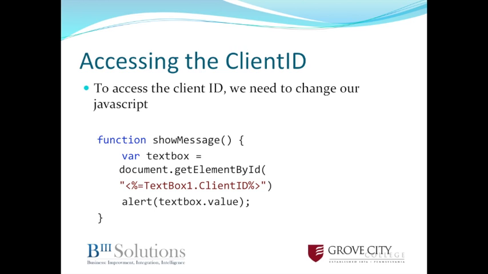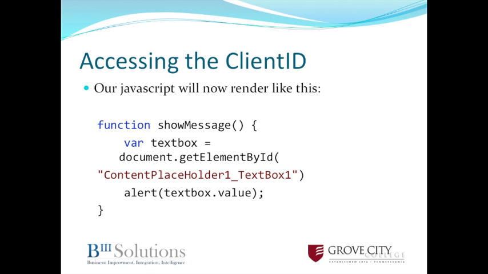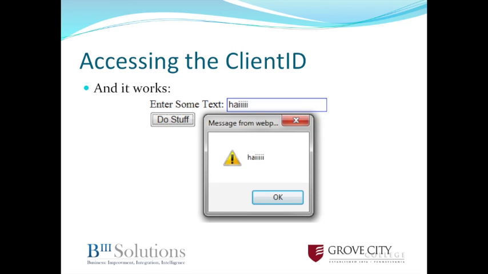So now that we're getting our actual ID when the page renders, my JavaScript will look like this. It now has the full ID of that control. In this case, it's ContentPlaceHolder1, TextBox1, but it's the same concept. It works, and we now see our alert with the proper control in there.